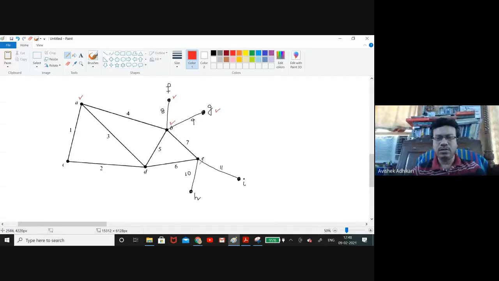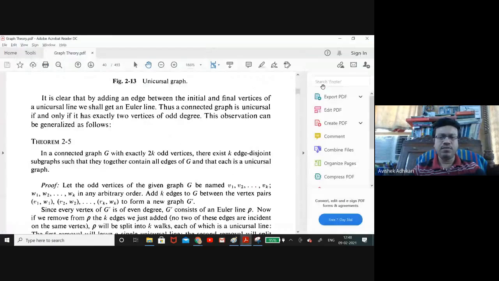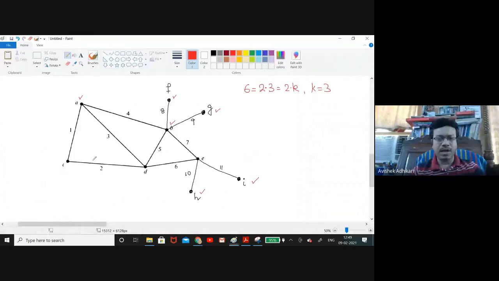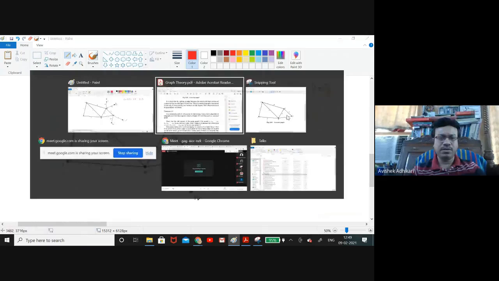This is a vertex of odd degree. Even this is a vertex of odd degree, this is a vertex of odd degree. So how many? 6 odd degree vertices. That means this is 2 into 3, that means 2 into k. So here k equals 3. So it says that in a connected graph with exactly 2k odd vertices, here our k is 3, then there exist k edge disjoint subgraphs. So in this graph, there must exist k edge disjoint subgraphs.